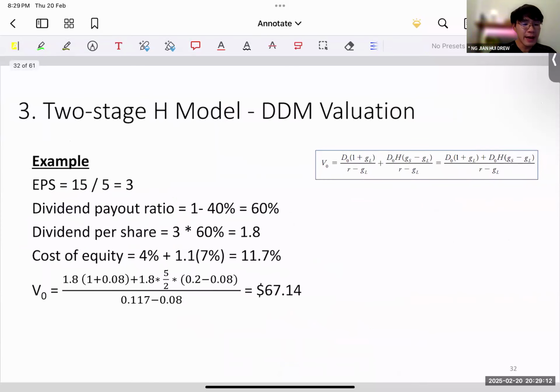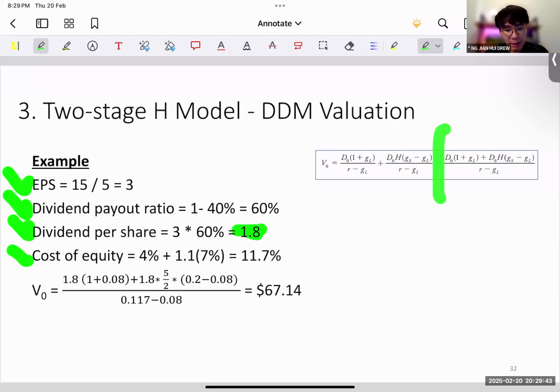So given that we know the dividend payout, earnings per share, we can first calculate earnings per share, and dividends per share basis, right? And then we calculate cost of equity, which is given. Once we have calculated all these things, we know what is the dividends per share. This is the important one, right? Dividends per share, right? Then we can use the H formula. I'm going to use this form here, the H formula here.